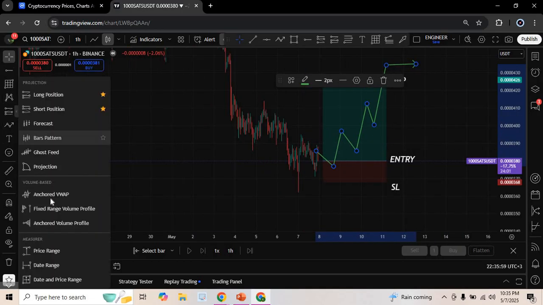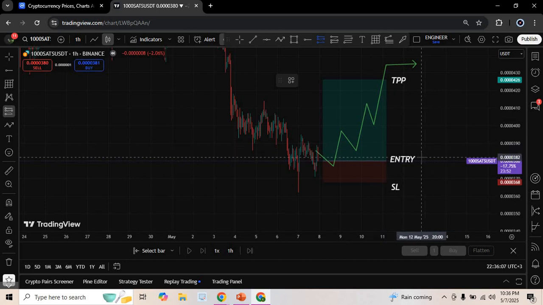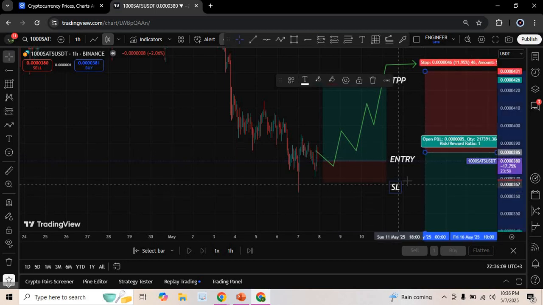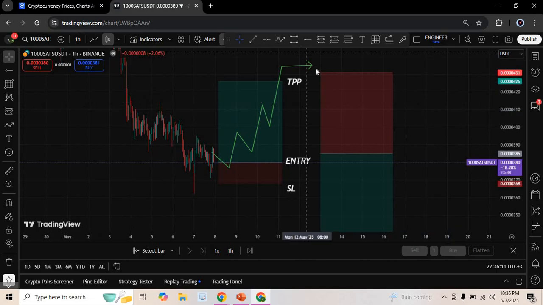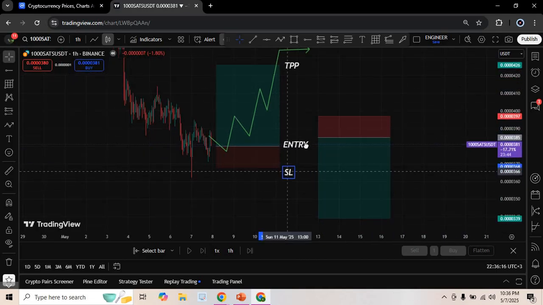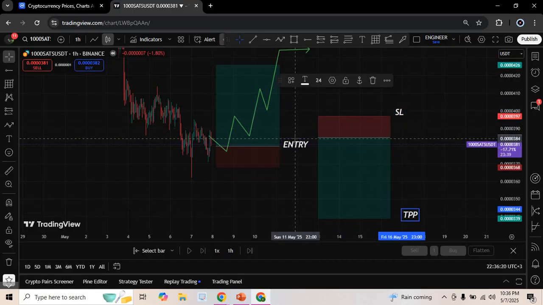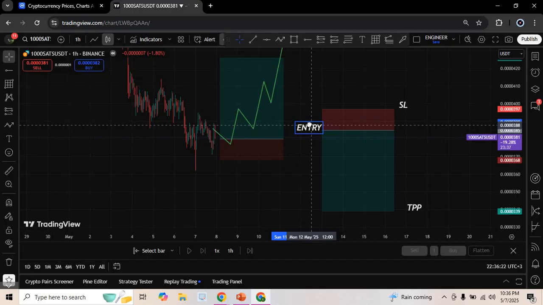If I'm predicting that the market will continue to go down, I can use the short position tool from this part. Short position means I'm selling the market. So I can place it at that point like that. Because I'm shorting, my stop loss will be at the top here, my take profit at the bottom here, and my entry at this juncture right here.